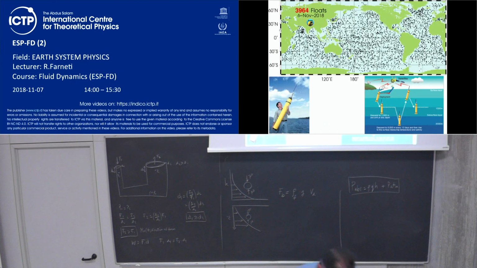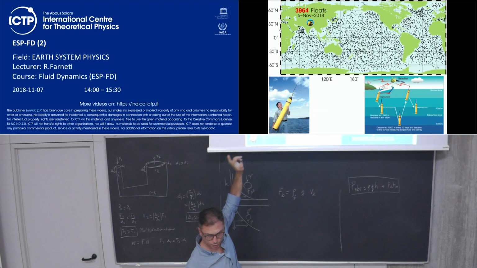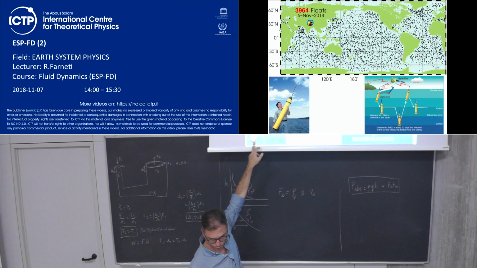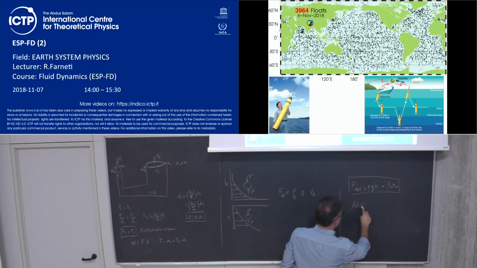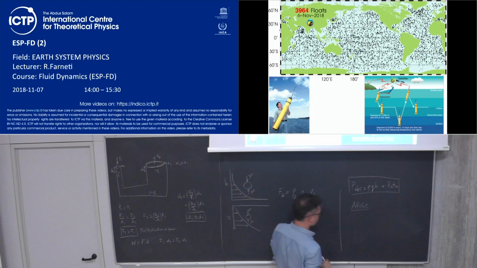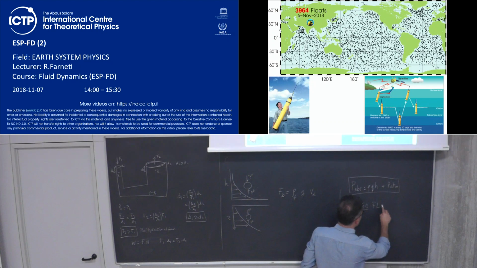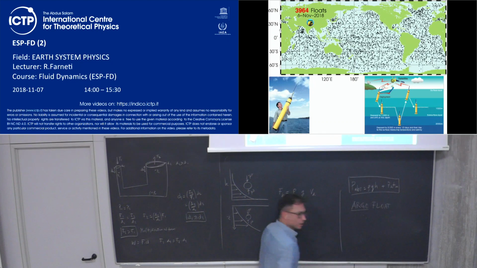Another thing that is more interesting to me is this other application of buoyancy force. This is an instrument that oceanographers use to take measurements in the ocean. It's called an Argo float, like the Greek word Argo. It's a float. So how does the system work? Well, you will see this in Physics of the Ocean, how to measure the ocean.